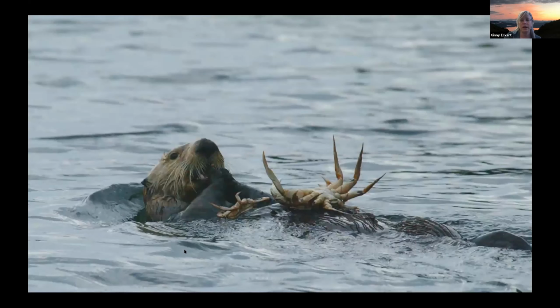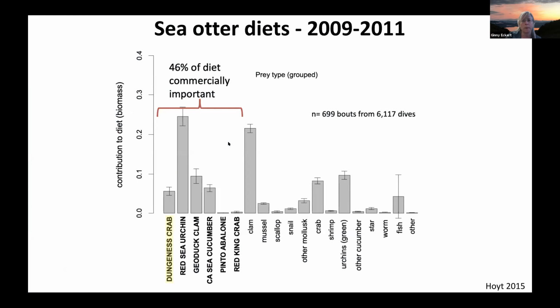So sea otters eat crab. You guys know that. I don't have to tell you that. Let me show you the information that we gathered on the foraging data of these sea otters when they were sort of migrating into these new areas. This was work that Zach Hoyt did for his PhD. And from 2009 to 2011, we saw that 46% of the sea otter diet was commercially important species.